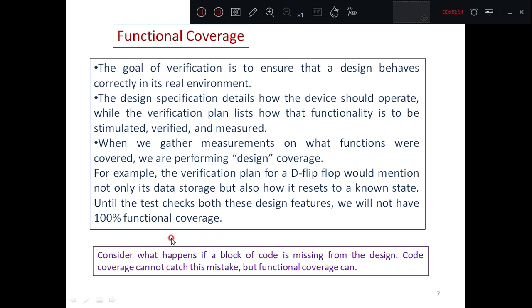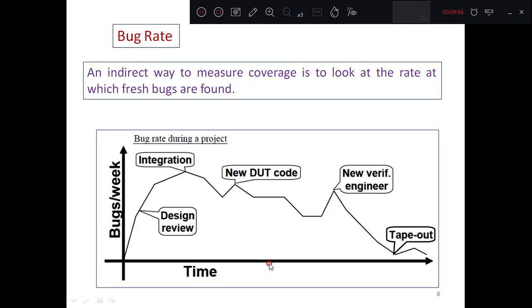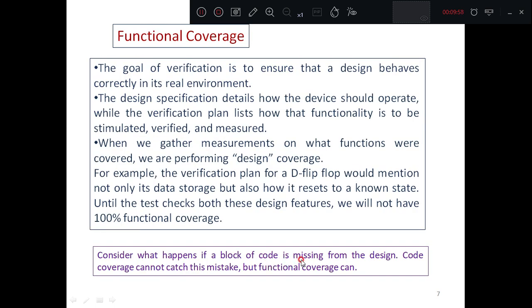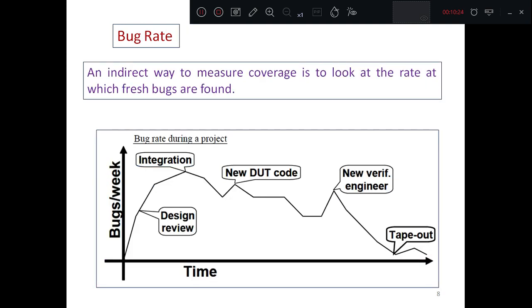Consider what happens if a block of code is missing from the design. Code coverage cannot catch this mistake, but functional coverage can. If the block of code itself is missing, code coverage cannot catch the mistake, because code coverage tells that all the lines have been covered. But functional coverage can catch that mistake. That is the advantage, the benefit, of functional coverage.